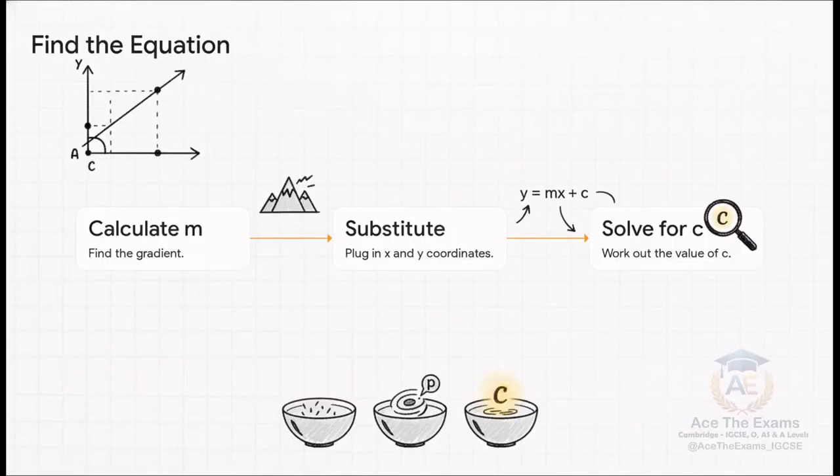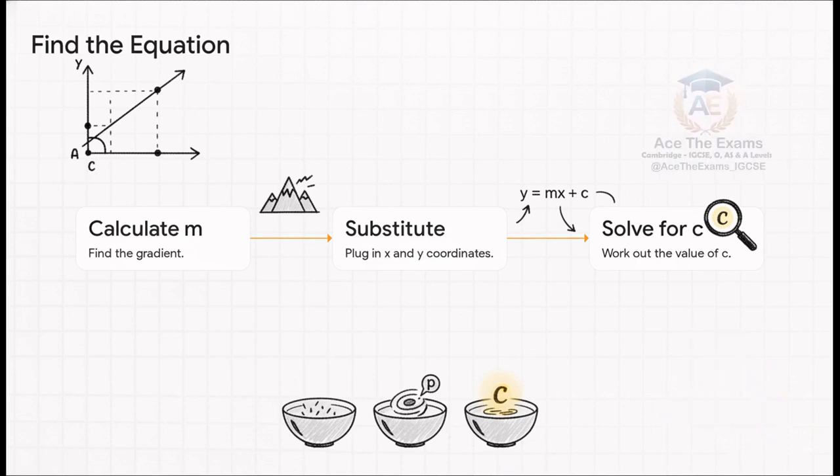So, how do we build this equation from scratch? Well, if we have 2 points, say (-3, 3) and (5, 5), we can build it by following 3 really simple steps. First, calculate the gradient, our m. Second, plug in the x and y coordinates of just one of those points. And third, use that to work out the value of c. It is a completely foolproof recipe.